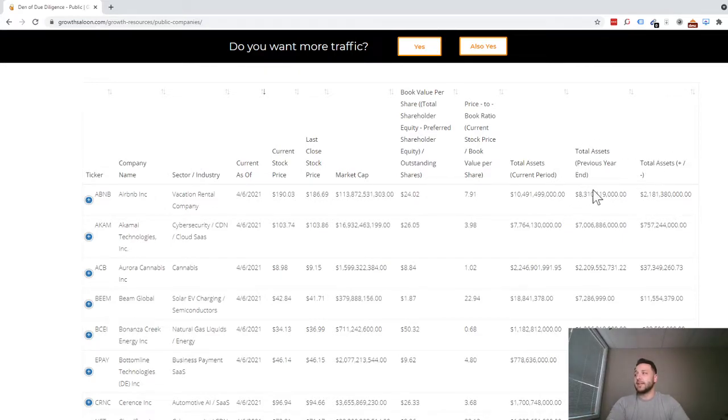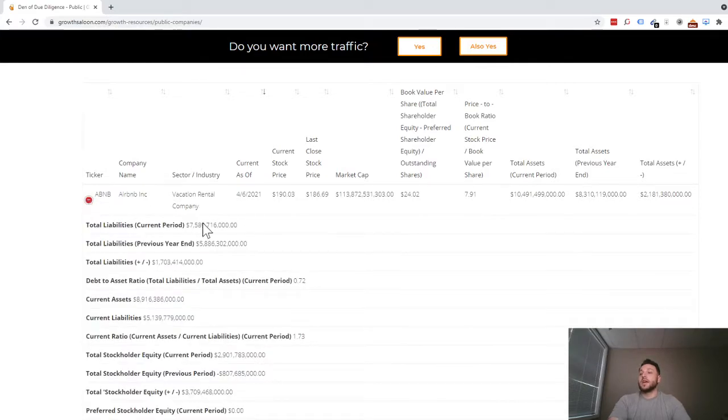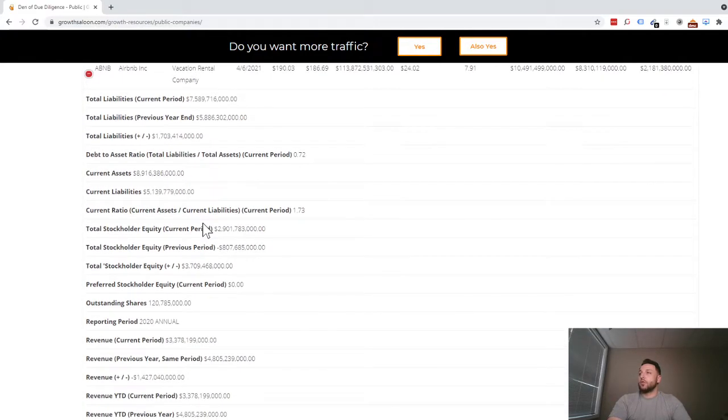This is their 2019 asset total. So at the end of 2019, they had 8.3 billion. They went public in 2019 or 2020, so it makes sense that they're up about $2 billion. You want this number to be in the positive. If you want to see all the information for any given company, click this plus icon right here. You're going to see there's way more than what you see. So that's going to open up a whole can of worms for you.